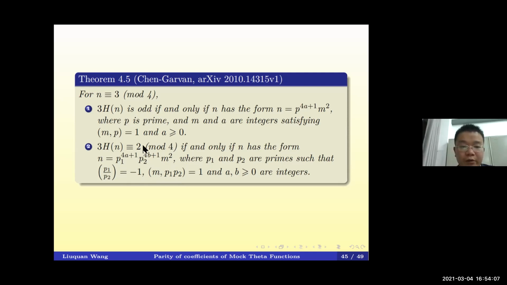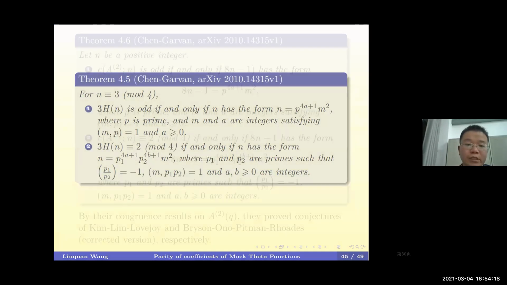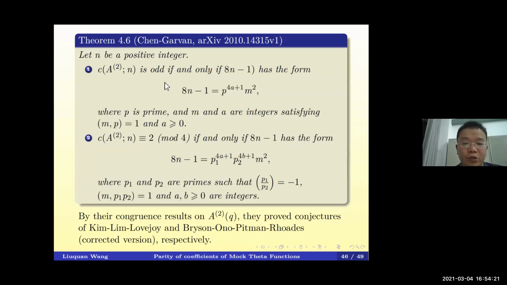And with this theorem, together with the previous relation between A and H, they gave a characterization for A of Q modulo 2 and modulo 4. So this is their result on A of Q. They show that the first part is the same as the result in my paper, so the methods are different. They use the connection between AQ and the Hurwitz class number, and I use the Hecke type series representations. But they have deeper results on A of Q modulo 4.